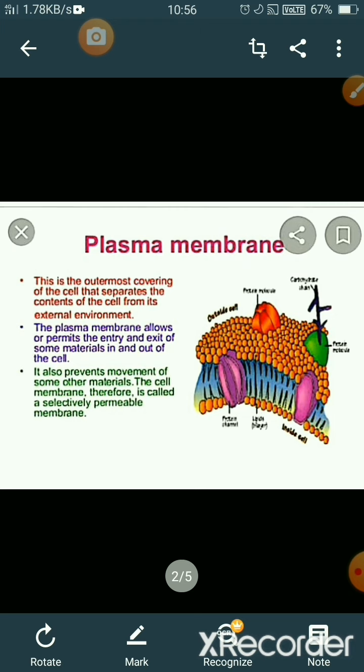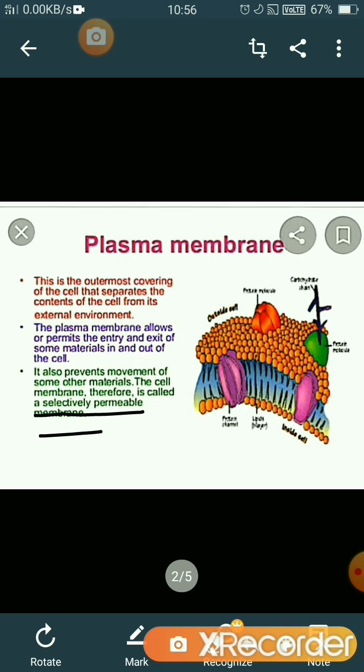As it allows only certain selected substances to enter or leave the cell, it is also known as a selectively permeable membrane. Selectively means it gives permission to only selected substances to enter or come outside the cell. So these are the main functions of the cell membrane or plasma membrane.